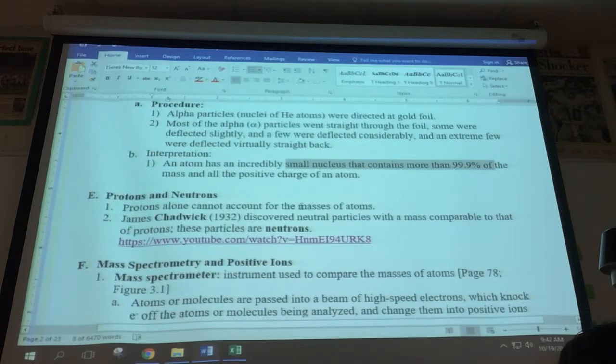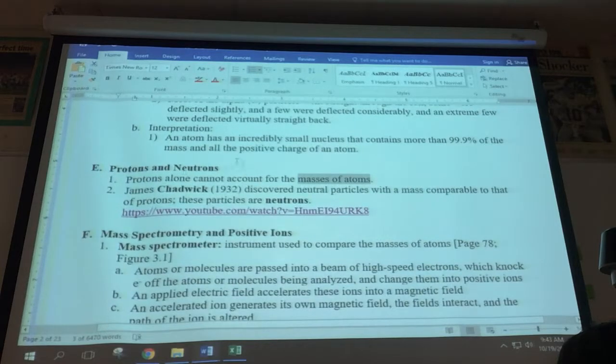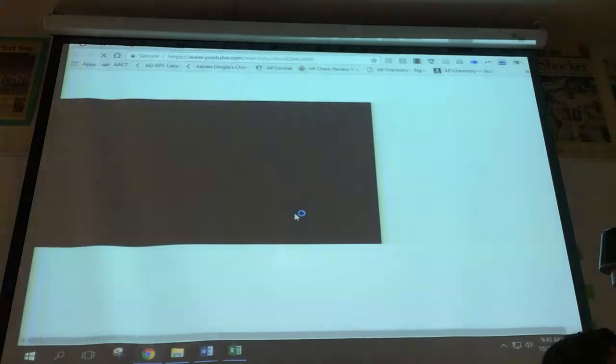When you look at the mass of an atom, it is greater than the mass of a proton alone. And that suggested that there had to be another subatomic particle. In 1932, James Chadwick discovered this other subatomic particle that was shown to be neutral. And let's take a look at that one.